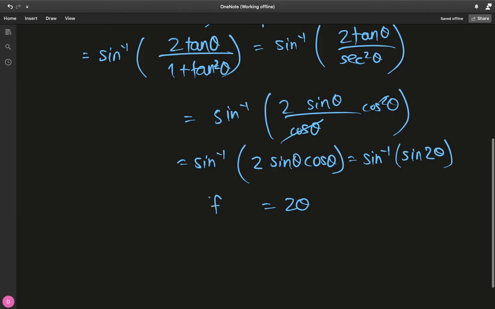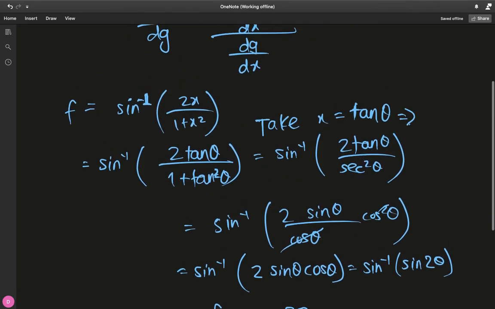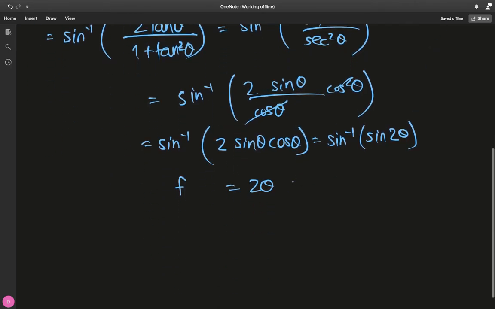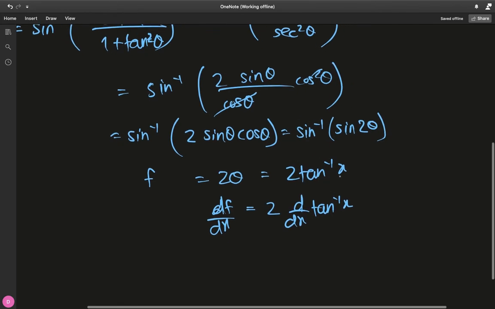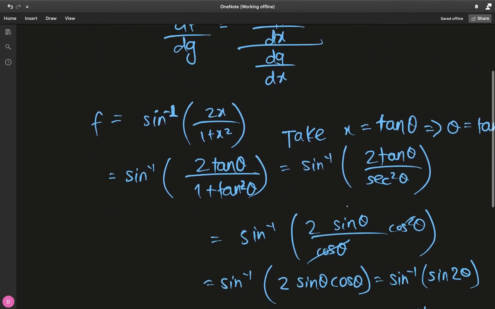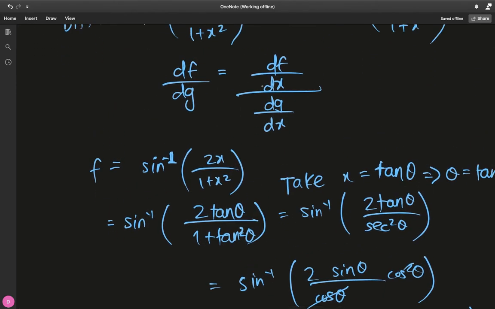F is 2 theta, and theta, taking inverse tangent on both sides, is inverse tangent of x. So we just have 2 times inverse tangent of x on our hands. So df over dx is simply 2 times the derivative of inverse tangent of x with respect to x. That is going to be 2 over 1 plus x squared. Simple as that. Okay, that was for df over dx. That was for the numerator.